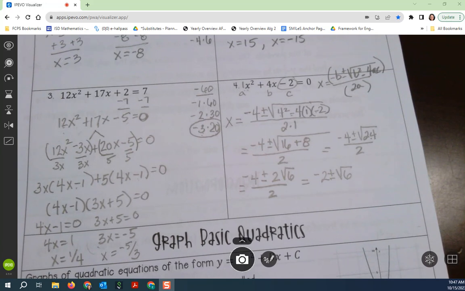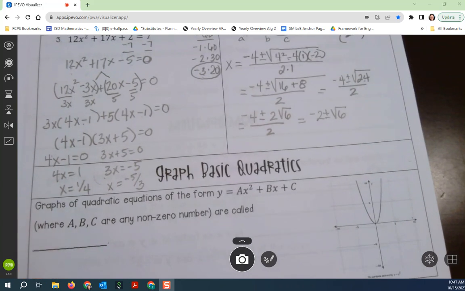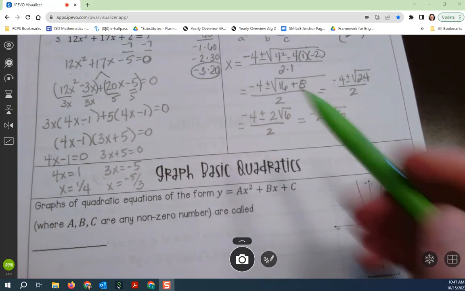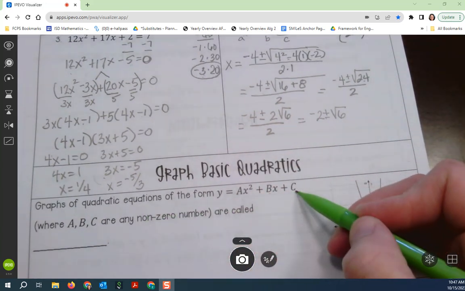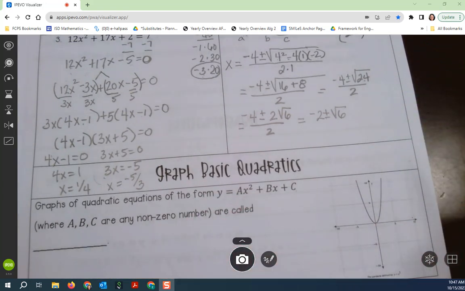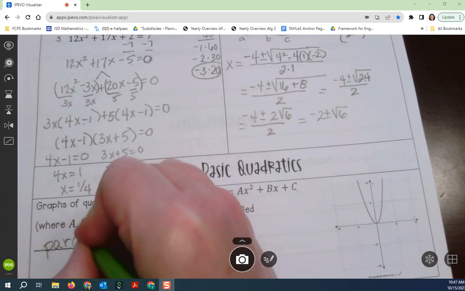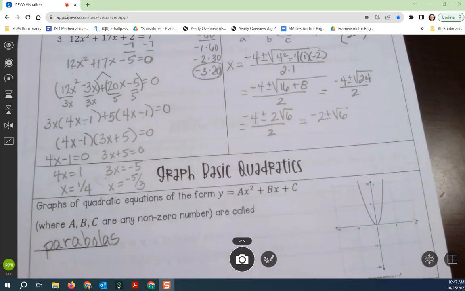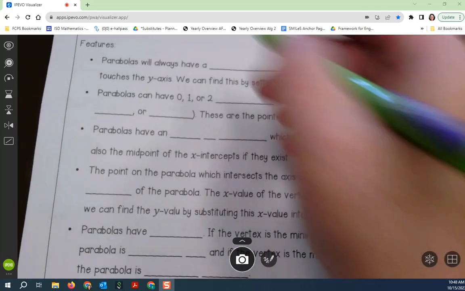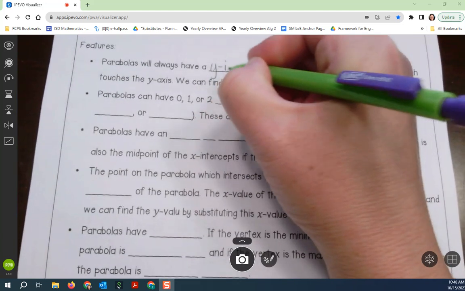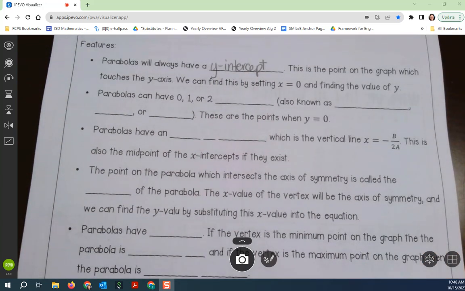All right, moving on to just a little bit of vocabulary. Graph basic quadratics. So these graphs where we have equations in the form of y equals ax squared plus bx plus c, where a, b, and c are any non-zero number, they're called parabolas. That's just the name of the shape of the graph, parabola. So parabolas will always have a y-intercept. They will always cross the y-axis. And this is the point on the graph where it touches the y-axis.